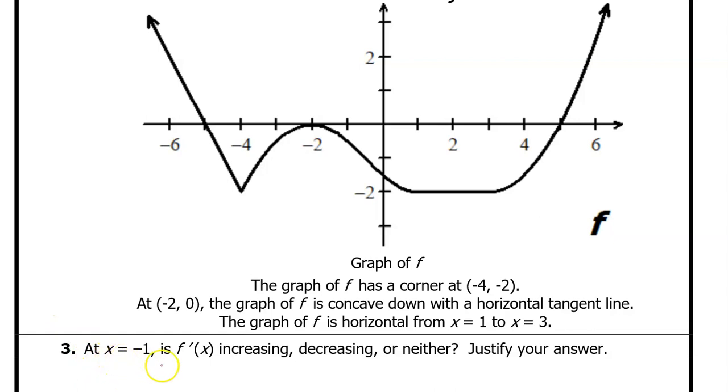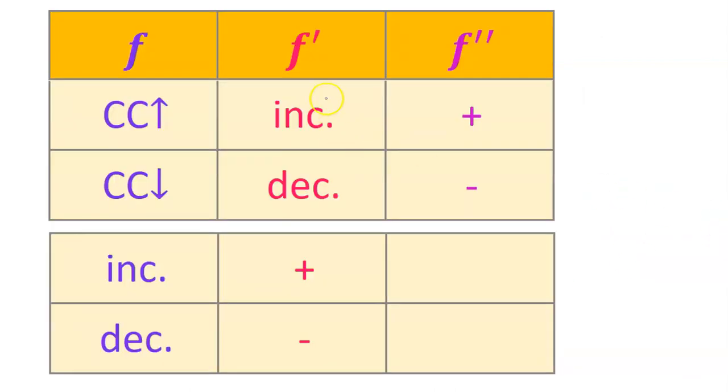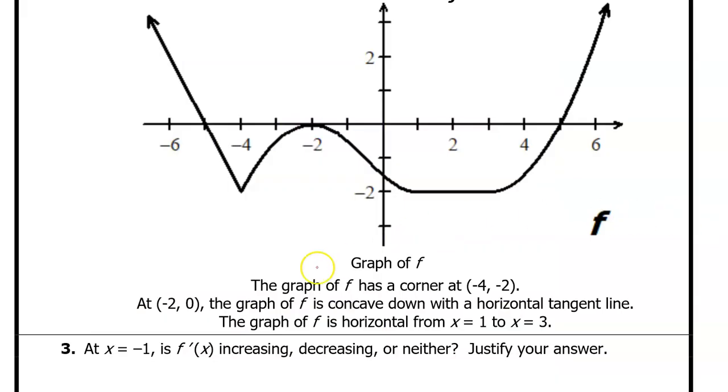Problem number 3. At x equals negative 1, is f prime increasing, decreasing, or neither? We want to know if f prime is increasing or decreasing, but we have to base our answer on the original function f since that's the graph that we have. If f is concave up, then f prime is increasing. If f is concave down, then f prime is decreasing. At x equals negative 1, f is concave down. Therefore, f prime is decreasing.